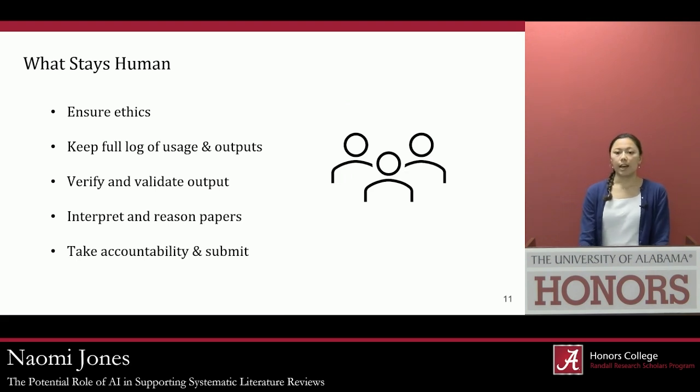Humans should ensure that ethical use of AI remains in place. So humans need to make sure that any AI tools don't accidentally plagiarize or breach data privacy, and researchers need to keep a log of all inputs and outputs, especially what AI model they're using, as well as the version. Verify and validate any and all output as you would with any research. And I would actually suggest that humans do the interpretation and reasoning for papers, because as AI is right now, humans are still better at looking at the big picture. And then, of course, researchers need to take accountability and disclose any AI usage and submit the actual paper.